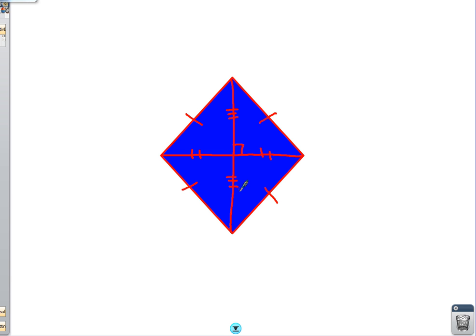And if you look at all 4 of those triangles, look at the tick marks. You have 1, 2, and 3 tick marks on all 4. By side, all 4 of those triangles would be congruent.